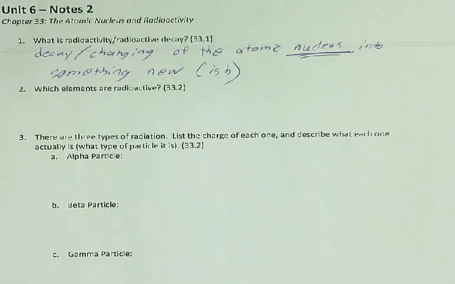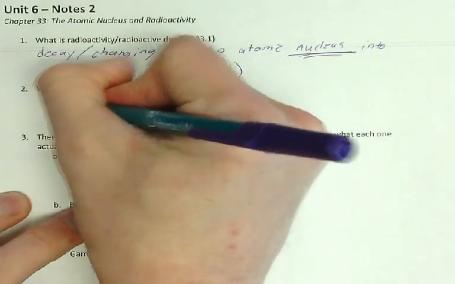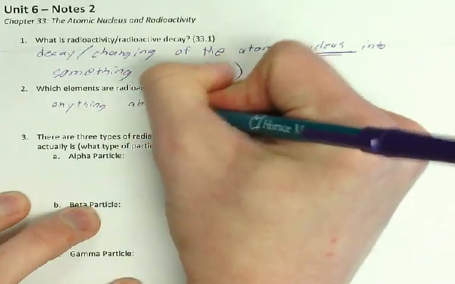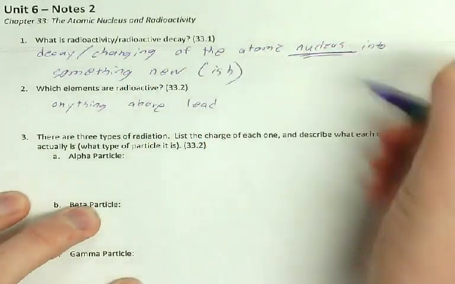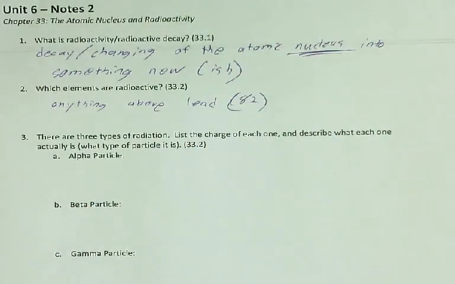All right. So which things are radioactive? And that would be anything above lead, which is atomic number 82. So anything above lead is radioactive. Now, some of these things are not very radioactive. Just because it's radioactive doesn't mean it's dangerous, and just because it's radioactive doesn't mean it's incredibly radioactive.